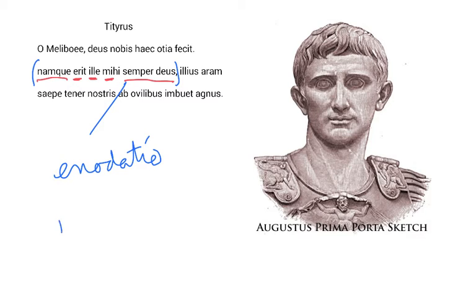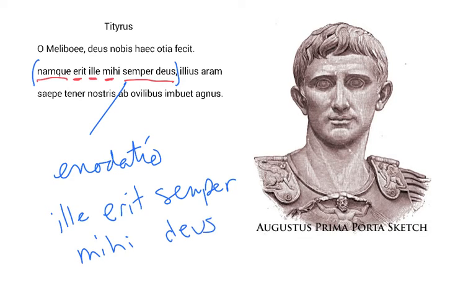And so we might put the subject first, ille, then the verb, he will be, always, semper, to me, mihi, a god. This little exercise, this enodatio, can be a very helpful way to improve one's comprehension of Latin syntax quickly, rewording the Latin syntax into English word order so the relationships can be seen more easily. Then, of course, you don't want to leave it in that order, but you want to take it in the order in which the poet originally gave it, now that we understand it more clearly.